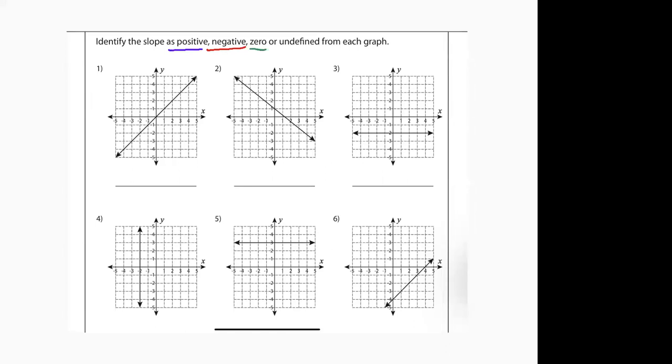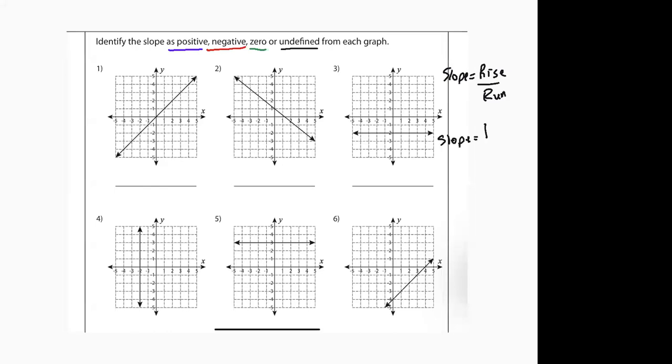Looking forward on the graph, I'm going to talk about something called the rise over the run. Do I have enough space on here? Yes, I do. So we know the slope, M, is the rise over the run. That means for slope, we're either going to go up or down, then right or left.